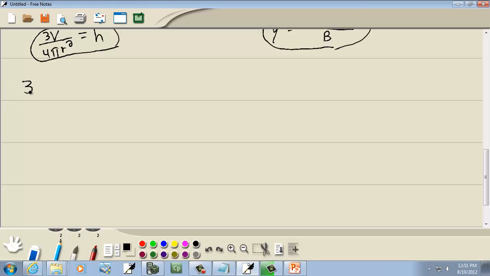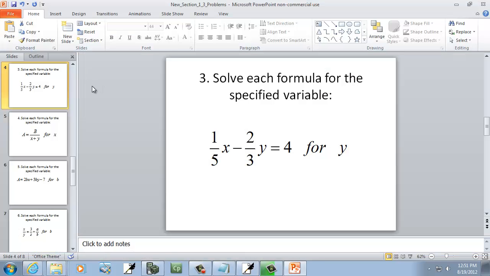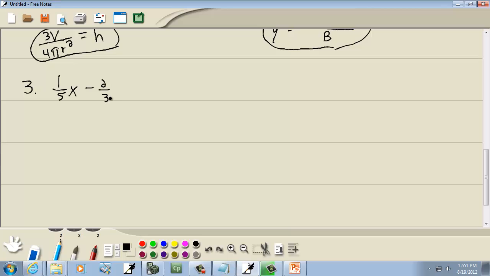Let's look at number 3. Now this is an item you do a lot in algebra, so you do use these steps. We've got 1/5 x minus 2/3 y equals 4, and we want to solve it for y. Very popular thing to do, because if you have it solved for y, you can graph it by plugging it into your calculator. Okay. First step, get rid of parentheses. Don't have any. Second step, get rid of fractions. Multiply everything by the LCM of all your denominators.